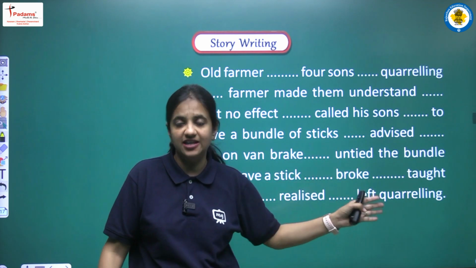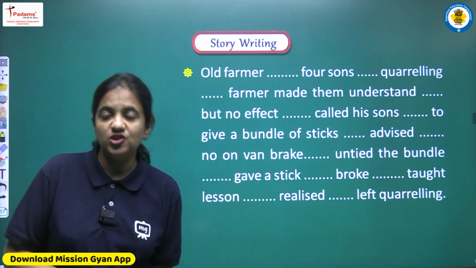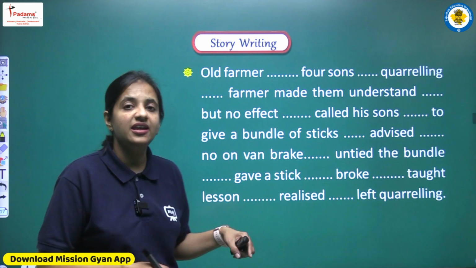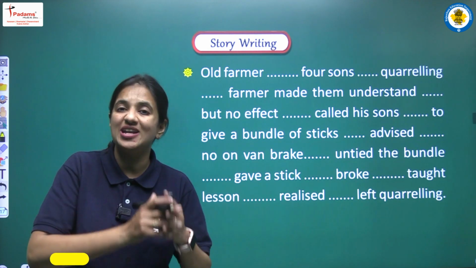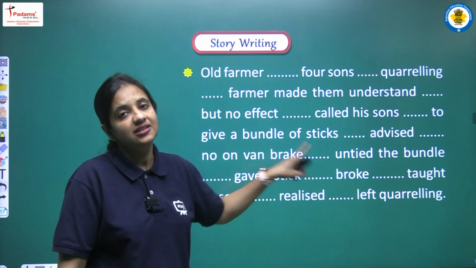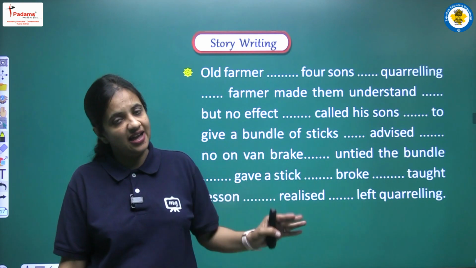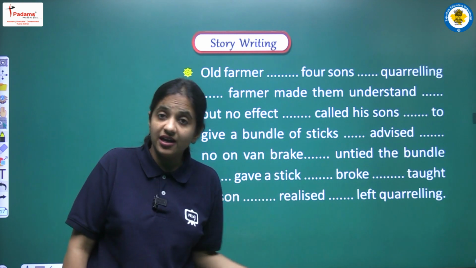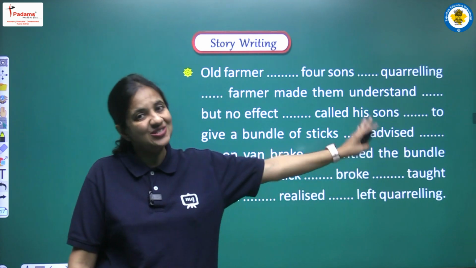So finally the farmer taught this lesson to his sons, how important it is to be united. The 4 sons of the farmer realized this. They realized how bad this habit is, and finally they left quarreling. Okay, so this is the story.